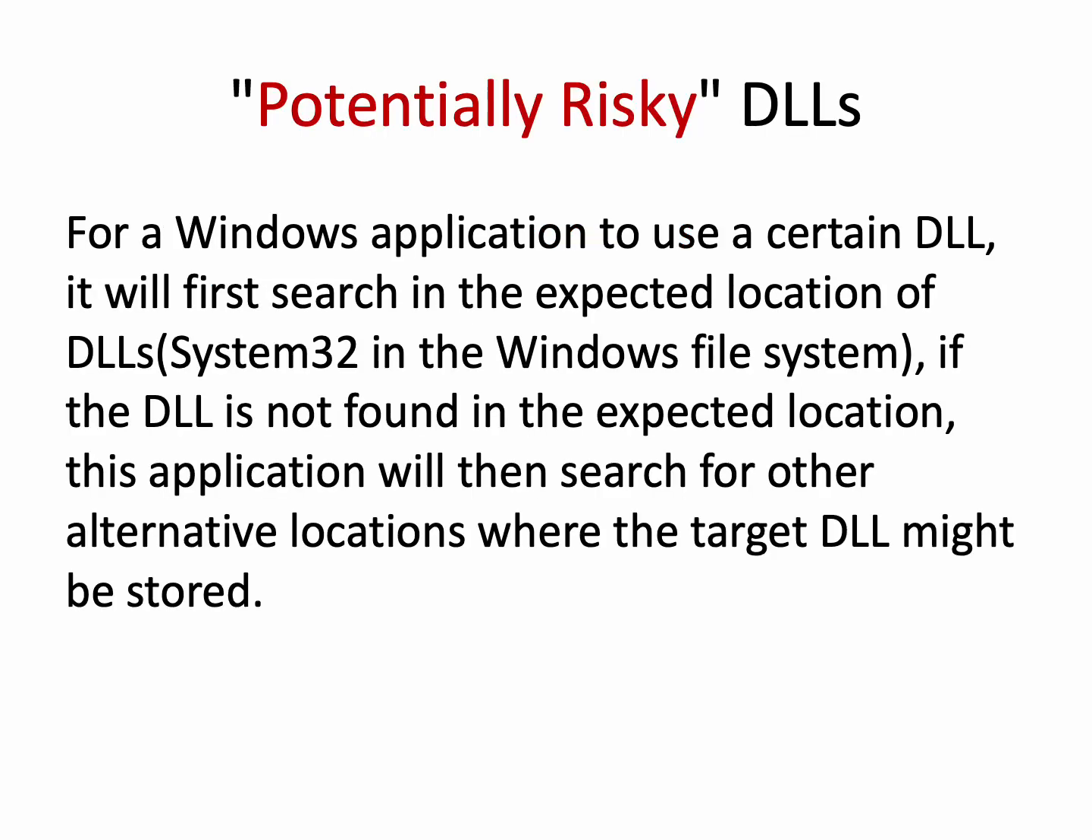So the first thing we need to identify is the potentially risky DLLs. For example, for a Windows application to use a DLL, it will first search in the expected locations of DLLs, for example System32 in the Windows file system. If the DLL is found in the expected locations, the application will use it. Otherwise, if it's not found, the application will then search other alternative locations where the target DLL might be stored.